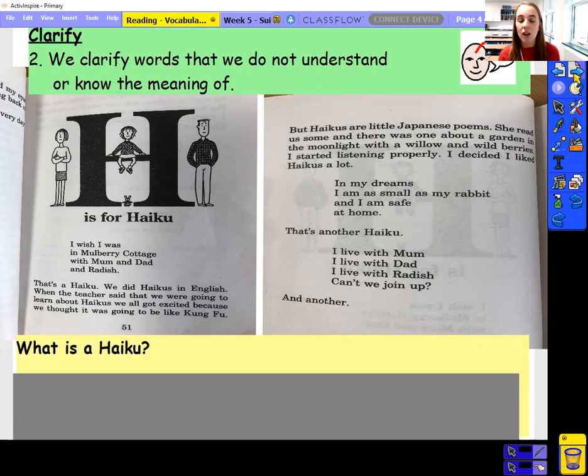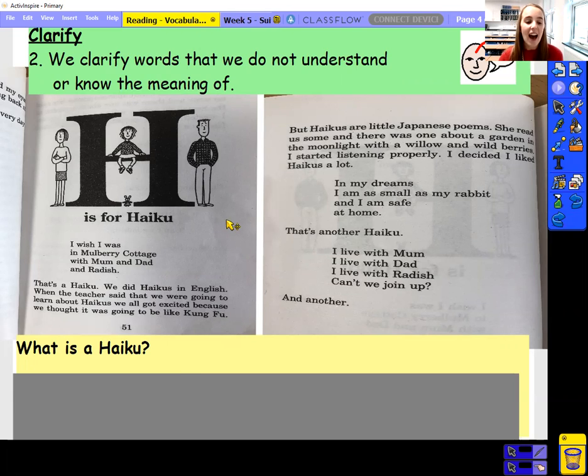So we know we can look around the word. We can read a sentence, read around the word and try and figure out what it might mean. Another way is looking at the word class. Is that word a verb? Is it an action? Is it an adjective? Is it describing something? Or is it a noun? Is it a thing? So for example, the word haiku. Now, lots of people might not know what that means. So let's try and clarify it.